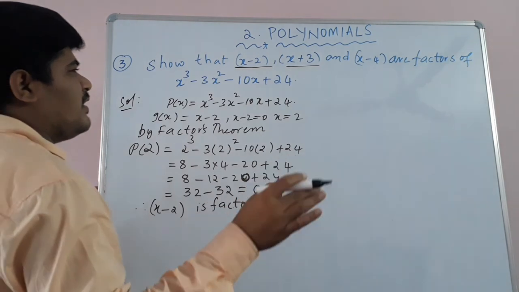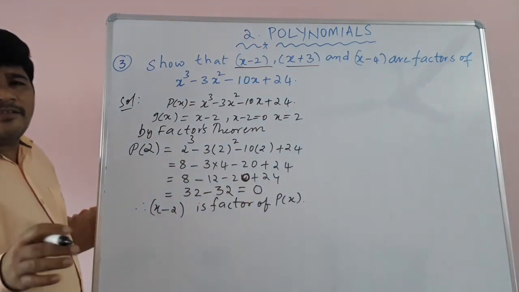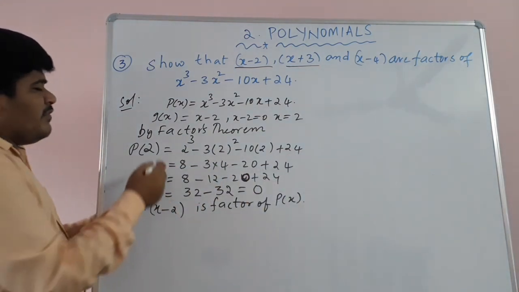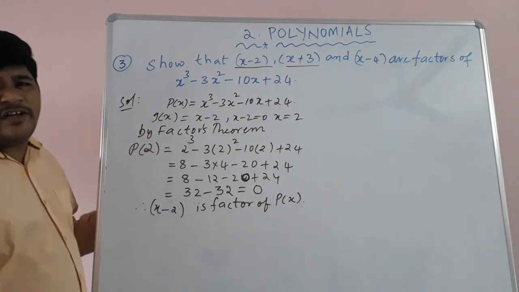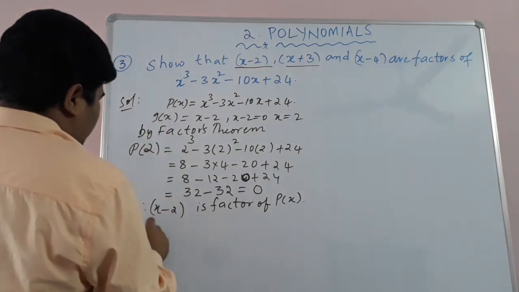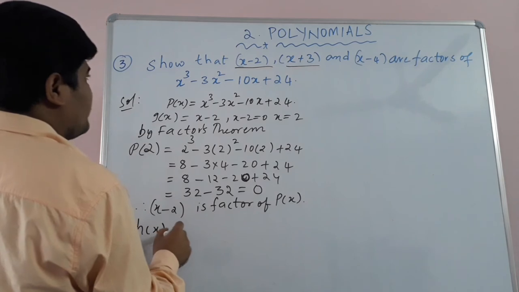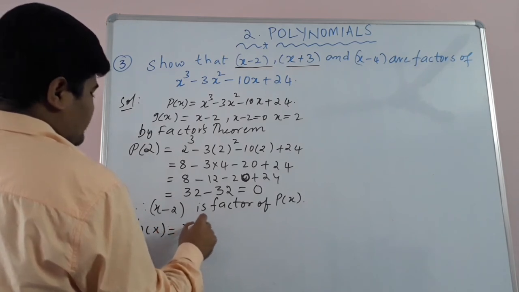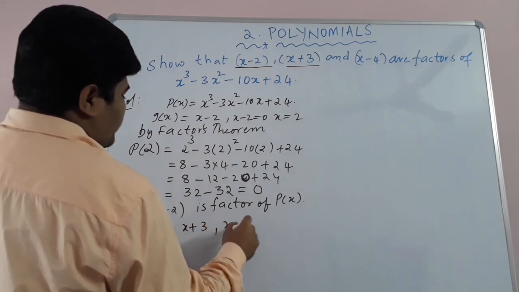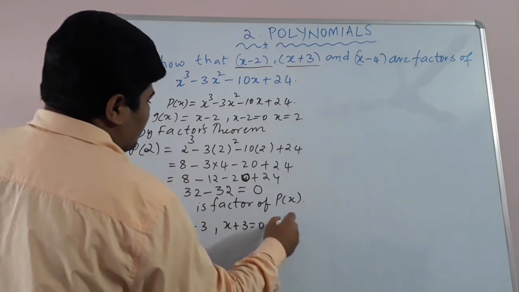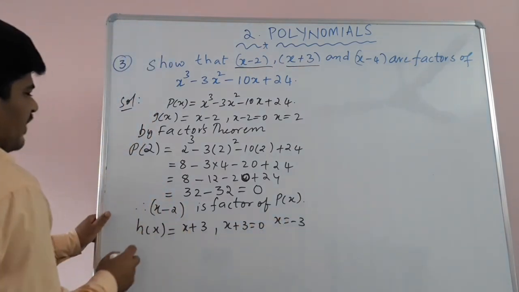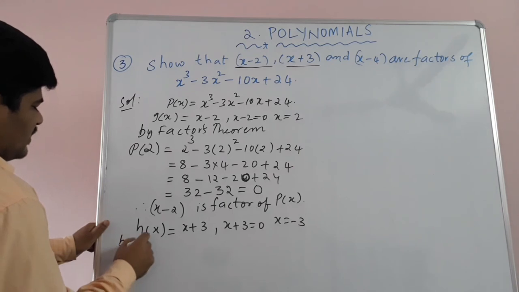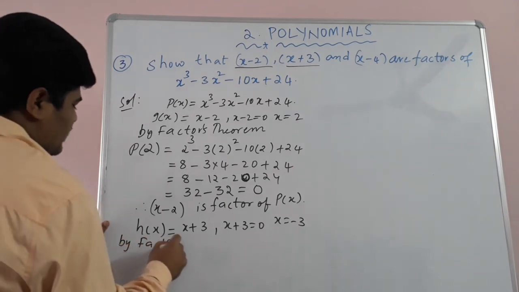a factor or not. So take this x plus 3 with some other name. Here we have already taken the name g of x, so some h of x. Okay, so h of x is equal to x plus 3. So children, equate it to 0. What are we getting? x is equal to minus 3. So by factor theorem, find the remainder, children.